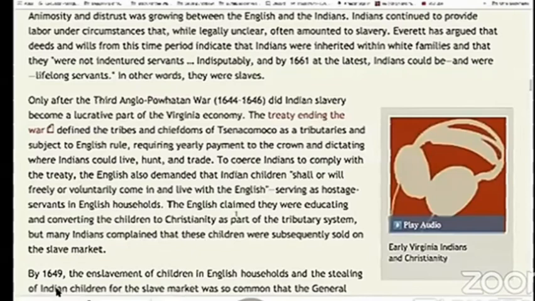You see what they were doing, right? Who was being sold on the slave market? Indian children.